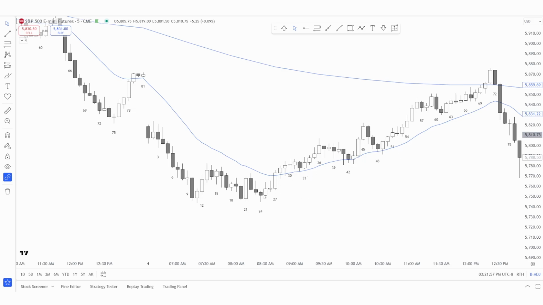Let me reverse. So here we are. Here's the breakout. This breakout has 3 legs in it. Leg 1, pull back, leg 2, pull back, leg 3. You could say the breakout restarts with 27. Leg 1, pull back, leg 2, pull back, leg 3.